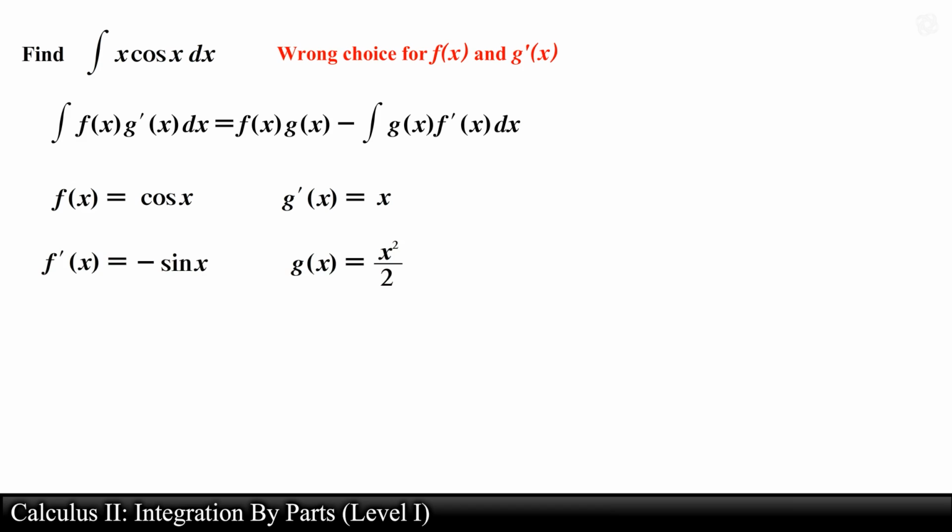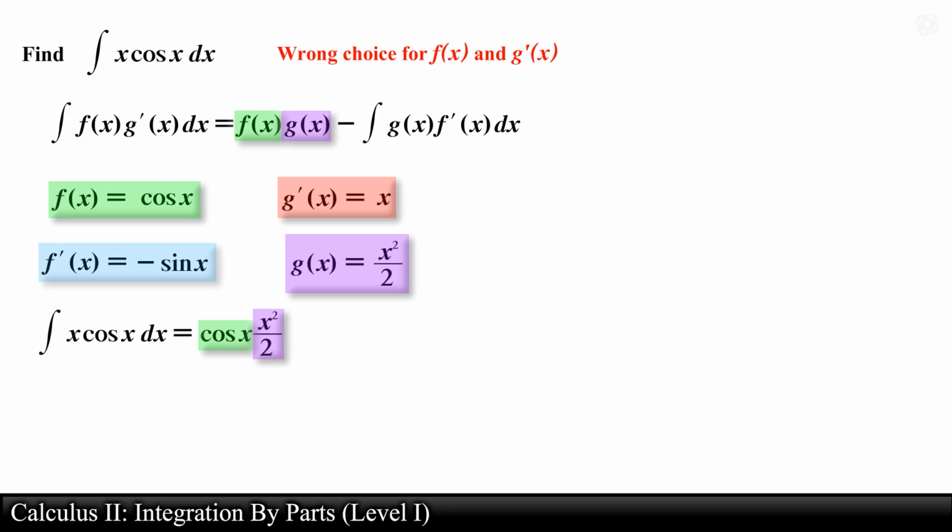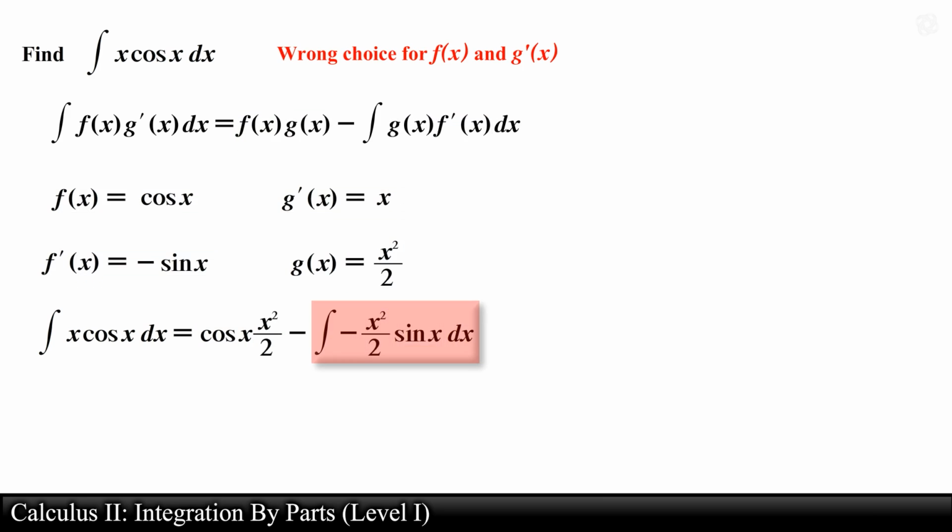Now, the problem arises when we substitute these expressions into the integration by parts formula. Doing that, we have the following expression. The integral of x times cosine of x dx is going to be equal to cosine of x times x squared over 2 minus the integral of negative x squared over 2 times sine of x dx. Notice that we actually ended up with a slightly more complicated integral than the one we started with.